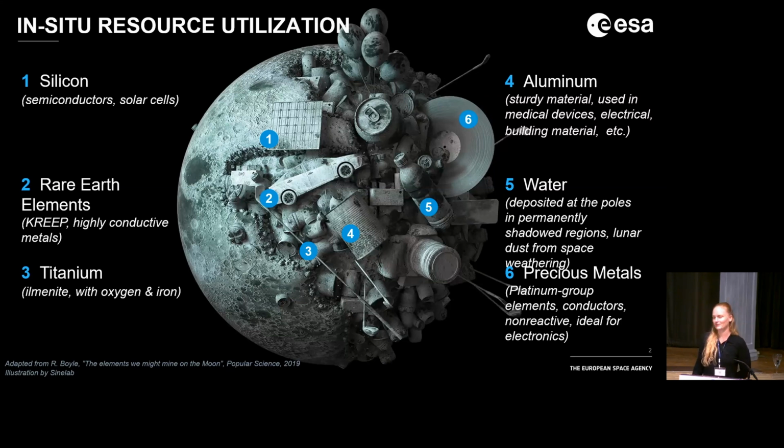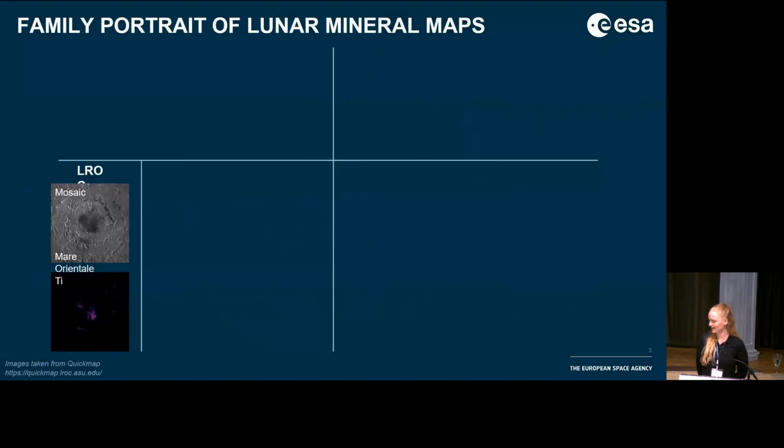So other than the resources we might be interested in, I also tried to create a family portrait of lunar mineral maps. Now this one is not complete. There are many other mineral maps out there. I just want to give a brief overview here. So the first one here is from Elrock. Here we have a mosaic of the Mare Orientale. And all of the other maps I'll be showing here are also of the exact same location in latitude and longitude as you'll see in this one. And here we also see the titanium mineral map.